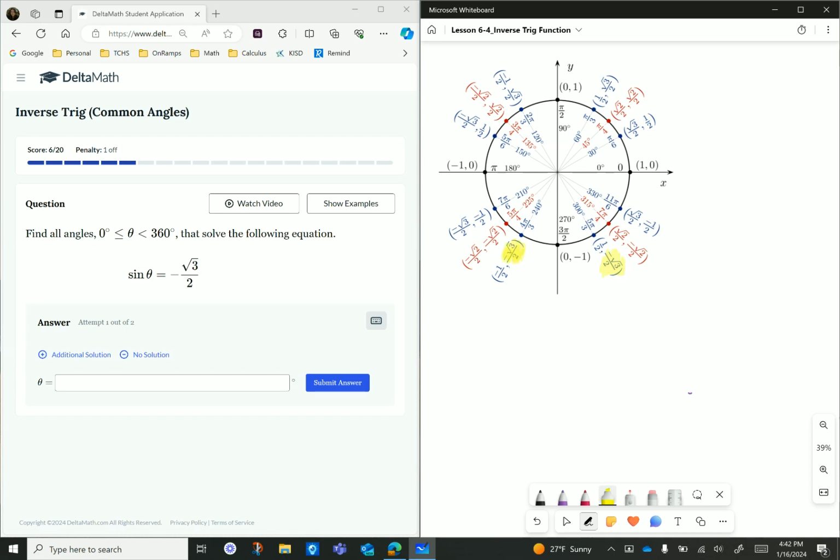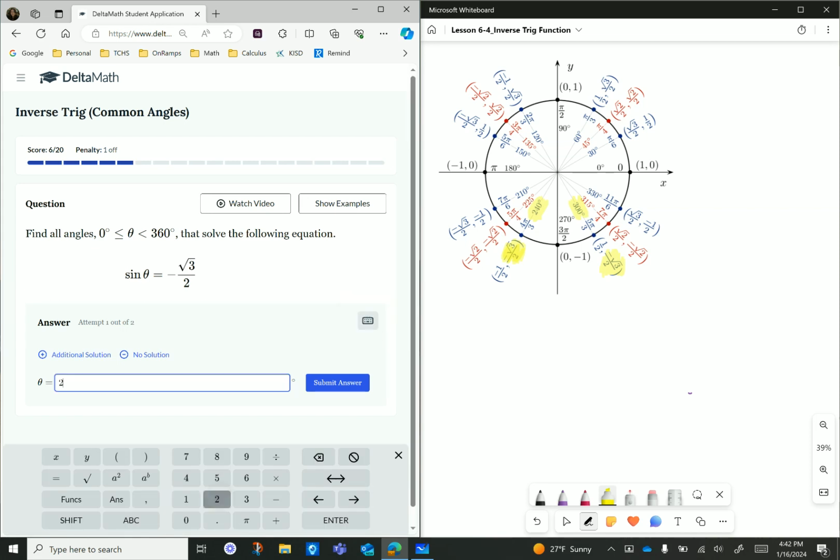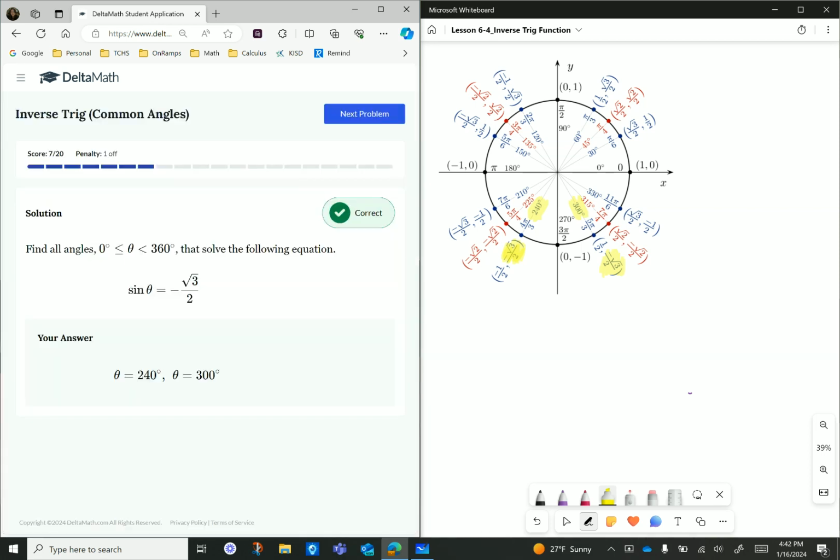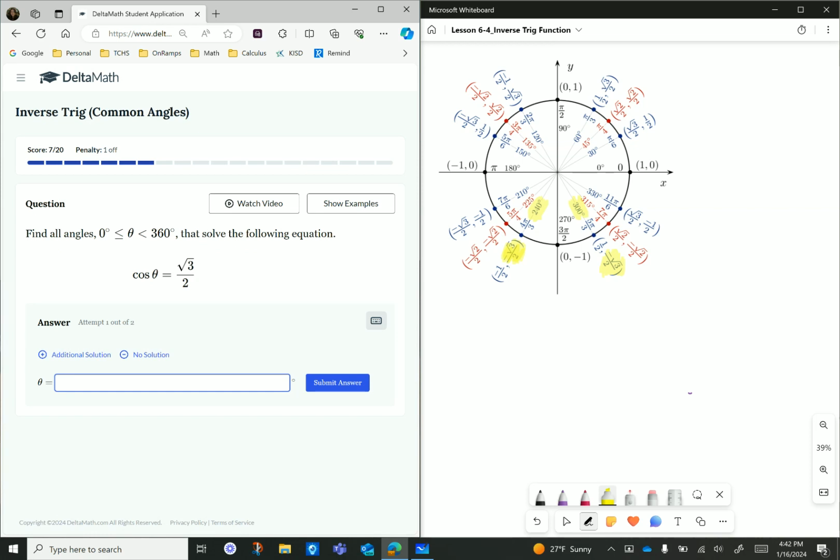The y's are negative in the third and fourth quadrants. So my angle answers are going to be 240 and 300 degrees. So 240 and 300. Okay. Where is x going to be square root of 3 over 2? I will just mark it this time. x is square root of 3 over 2 right there, and positive square root of 3 over 2 right here. So that's 30 and 330.